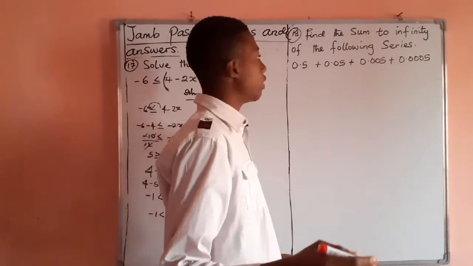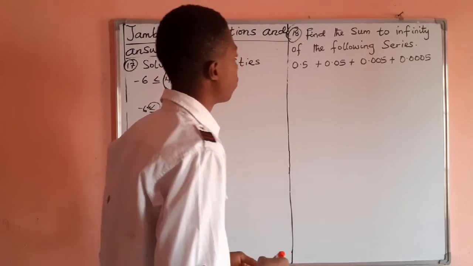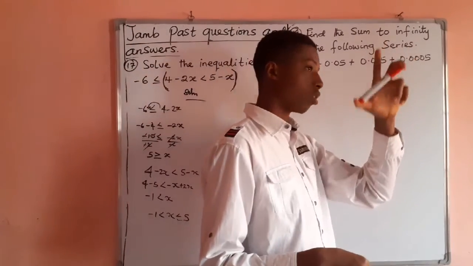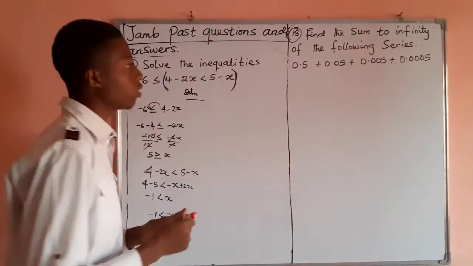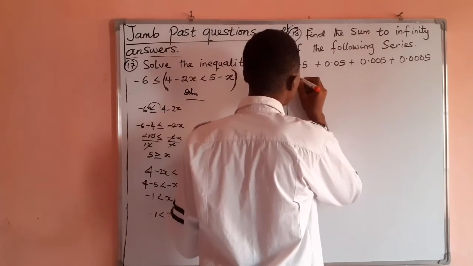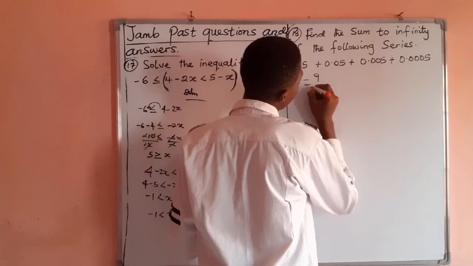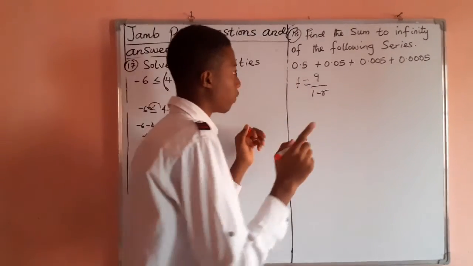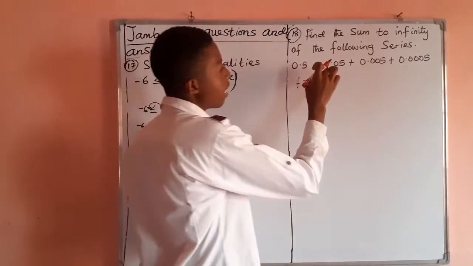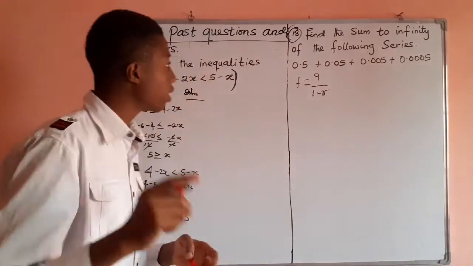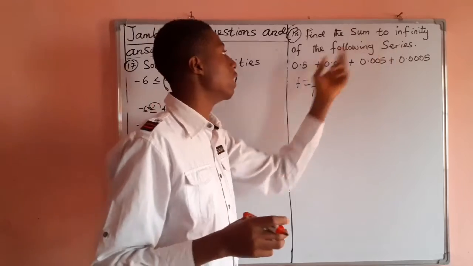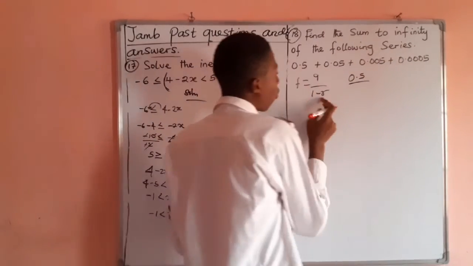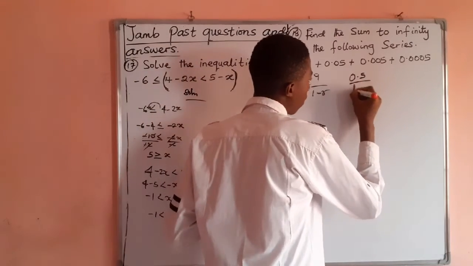Now going to question 18: find the sum to infinity of the following series: 0.5 plus 0.05 plus 0.005 plus 0.0005. We all know the formula for the sum to infinity, which is equal to a all over 1 minus r. Our a is the first term, that means the first thing given in the series, and our first term is 0.5. Our 1 is always constant, so we write it down, minus.